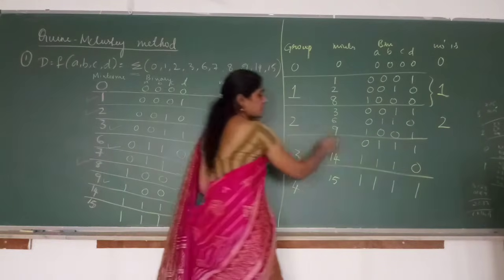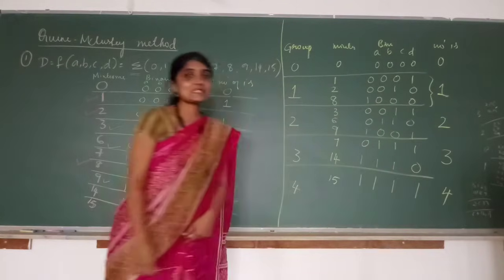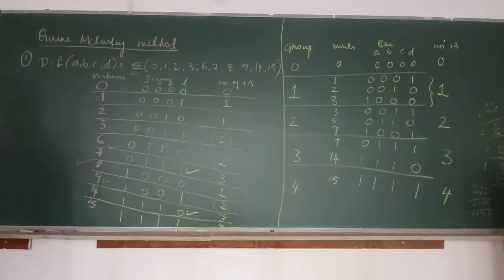So number of ones present here is 3, number of ones present here is 4. So this is the basic table that we are going to construct. Based on this, the next table will be written. So this table, the starting table, is very important. Are you getting? So how is the second table constructed? Depending on the number of ones.